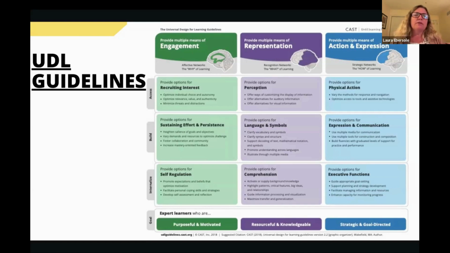Each of those has, across the grid, access, build, and internalize as ways that we can go about building those structures. As a school, we are looking at each of those nine areas to see where students might have obstacles to their learning, and where AI might fit to help them overcome those obstacles. So we've seen a lot in recruiting interest. They need some more motivation to get started. How can we help them do that?